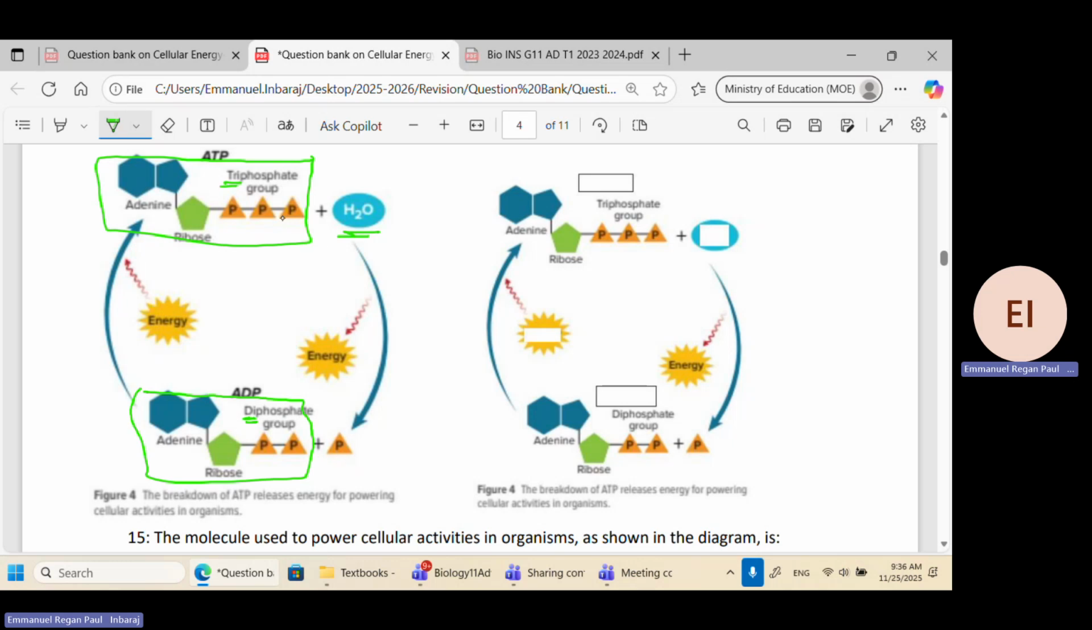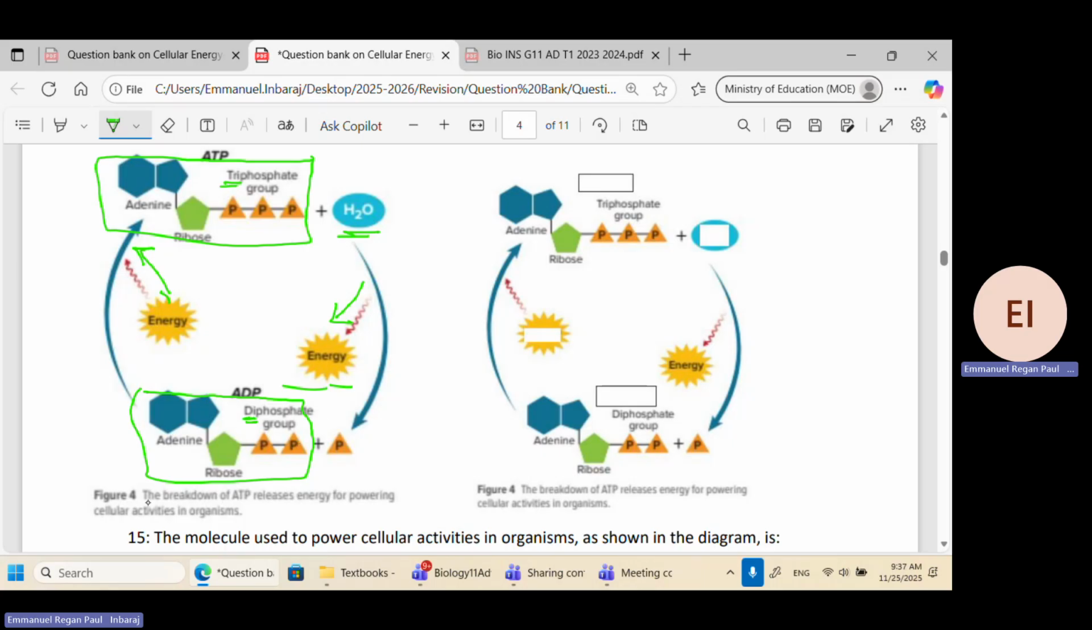Okay, so remember, when can ATP be converted to ADP? By addition of water. When you add water, it will be converted. Okay, so when they are converted, they release energy. Then when will the ADP be converted to ATP? When the molecule takes energy. When the molecule takes energy, it converts to ATP. When the molecule releases energy, it gets converted to ADP.